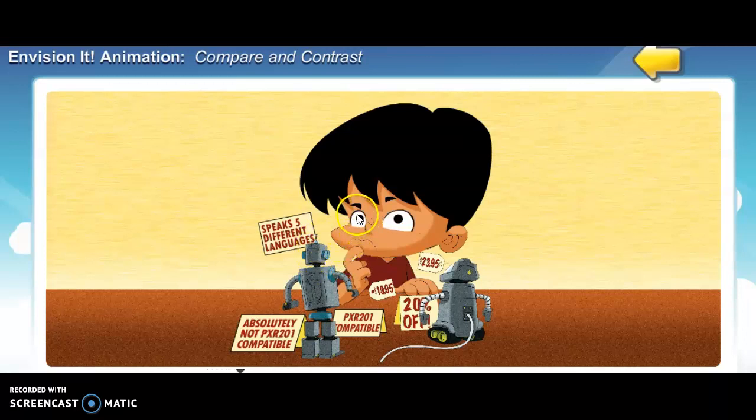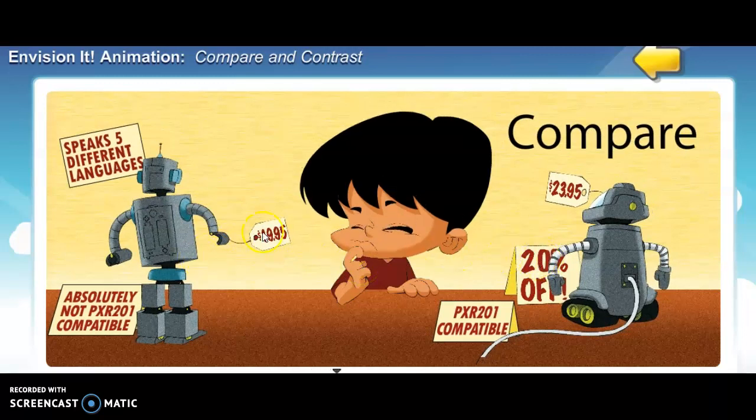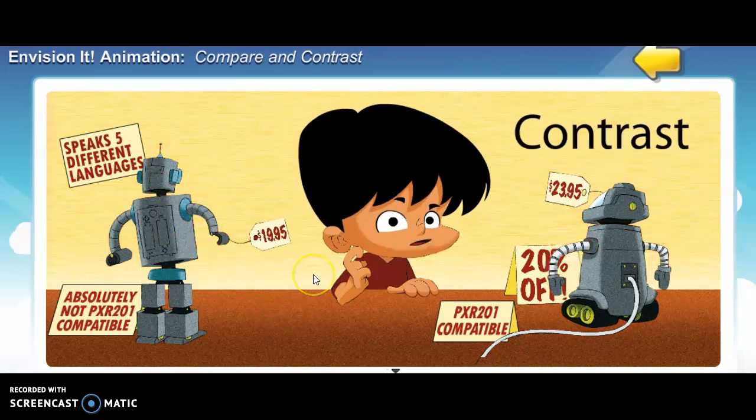So what does it mean to compare? When we compare two things, we look for similarities. Let's look for similarities between these two robots. Well, they have head, body, and arms. That's their similarity. What about the differences?